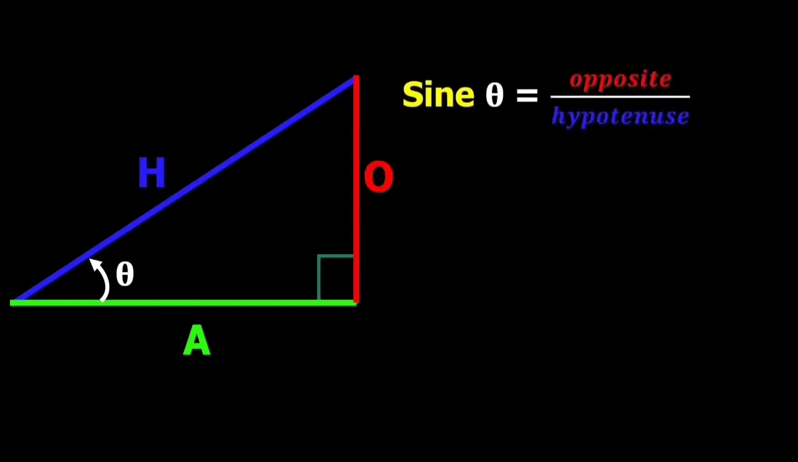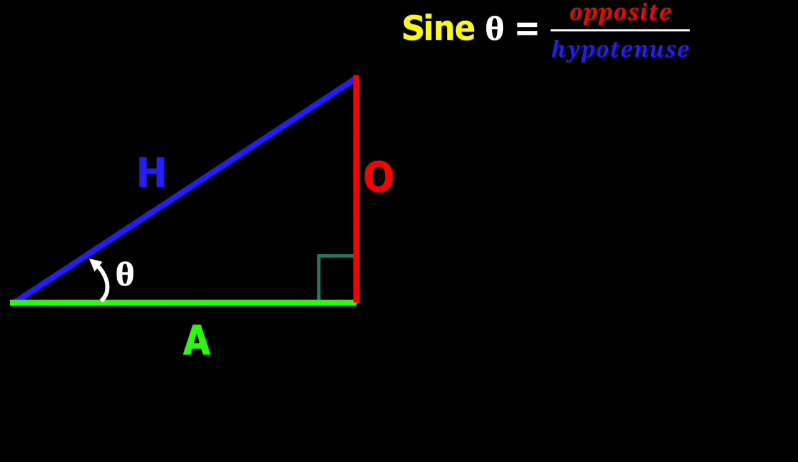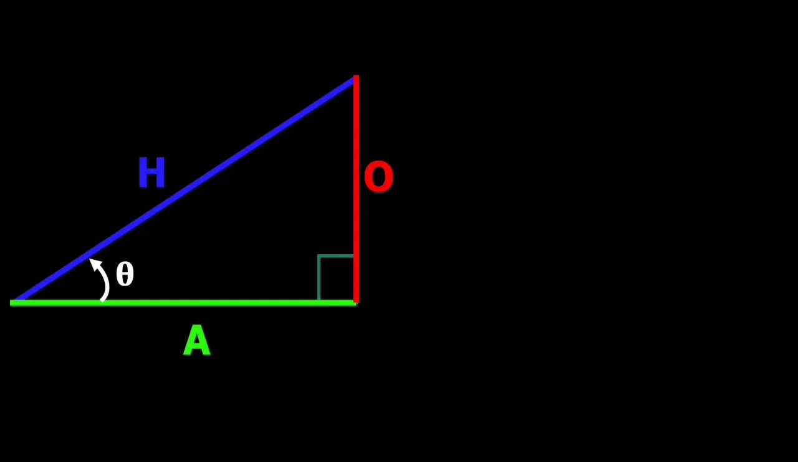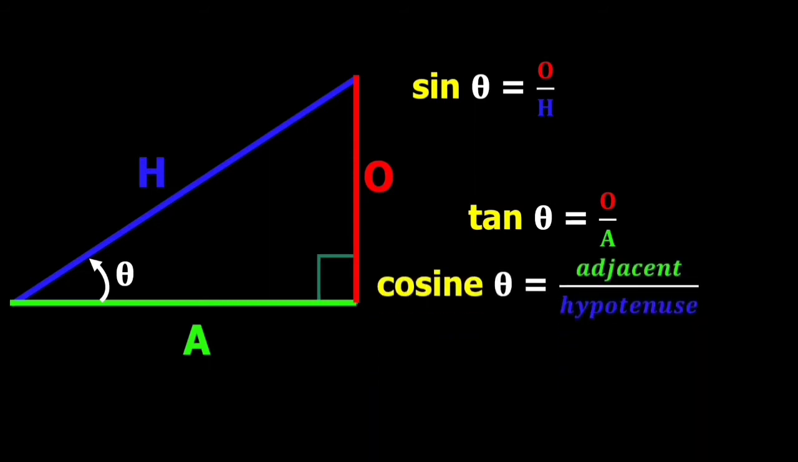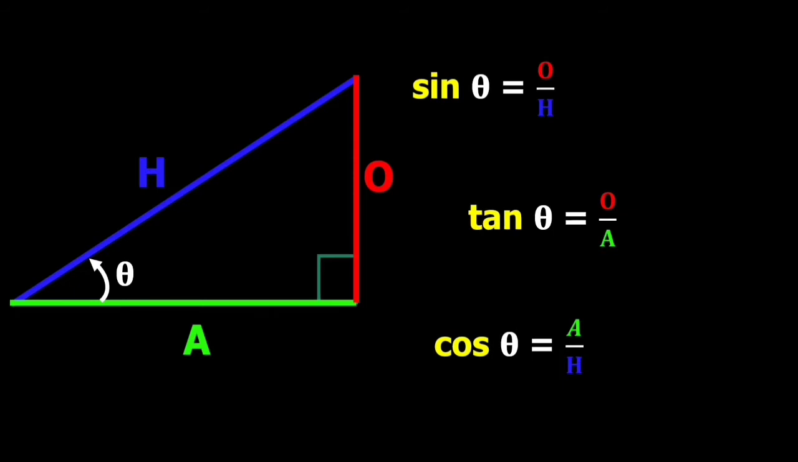Okay. So if we say the sine of theta, it's a ratio of the opposite side over the hypotenuse side. The tan of theta, or the tangent of theta, is the opposite over the adjacent side. The cosine of theta is the adjacent side divided by the hypotenuse.